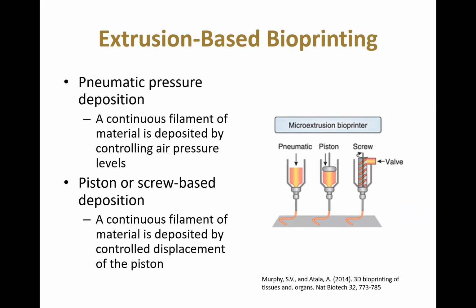This slide shows you extrusion-based bioprinting. You can have pneumatic pressure deposition, where you use air pressure to push on your bioink, and you get a continuous filament of the biomaterials coming out of the nozzle. And again, you can use this in a layer by layer fashion and produce a 3D structure. Another way to extrude the bioink is through a piston-driven system, as well as a corkscrew delivery system that you see in the slide.